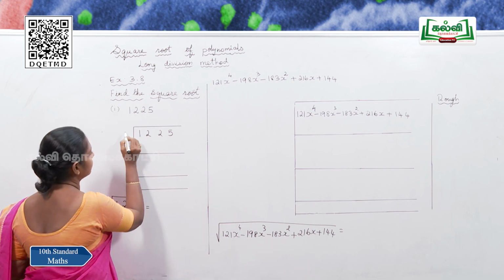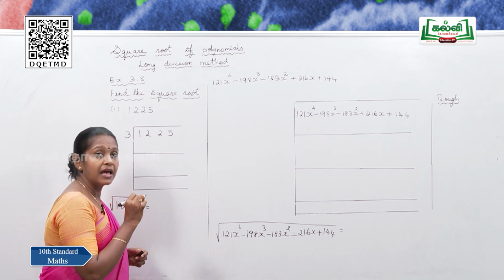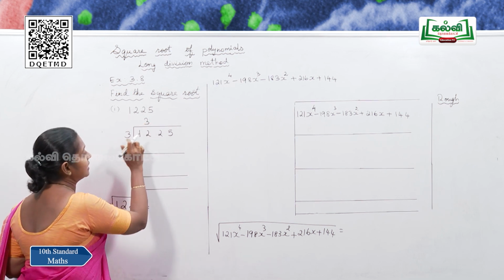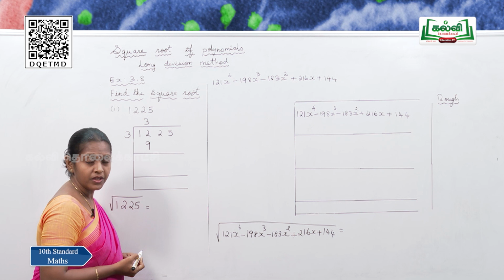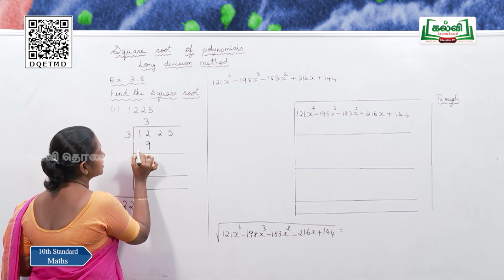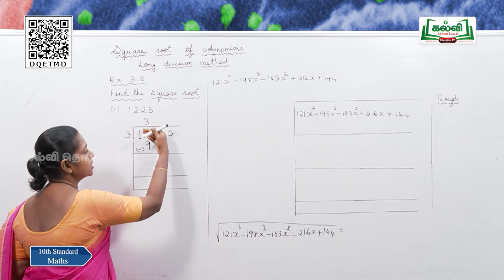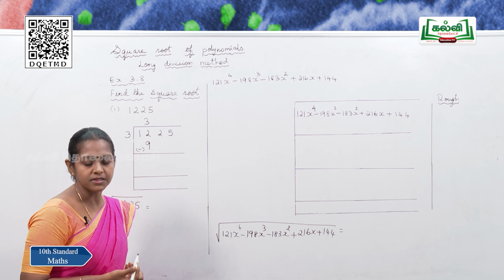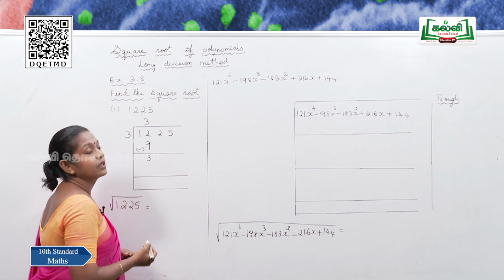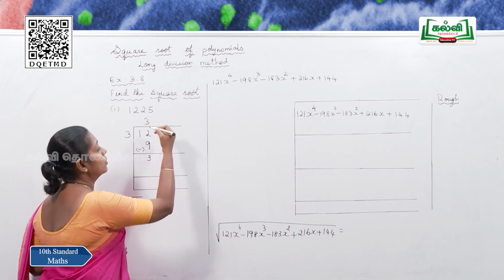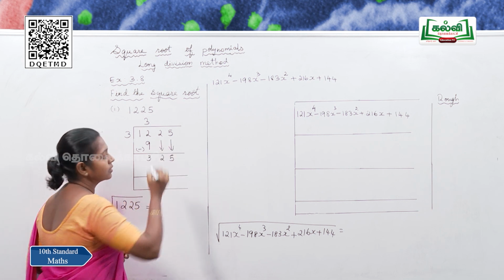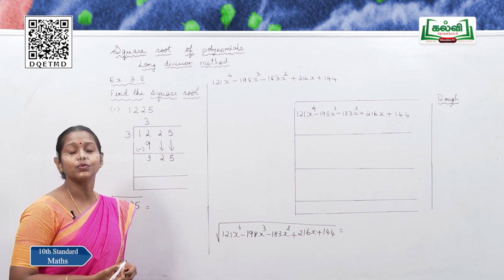So, that 3 should be written in the place of divisor and at the same time in the place of quotient also. Now, see this. 3 threes are 9. Write it down. Then, what is the next step? We have to subtract. So, when you subtract, the sign will be changed. That means 12 minus 9. 12 minus 9 is nothing but what? 3. Then what is the next step? You have to bring down the next two digits. Then the number will be 325.